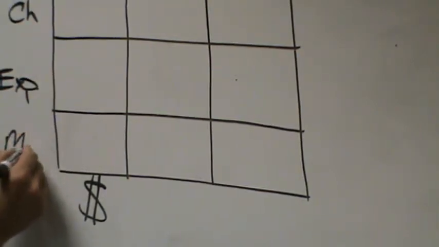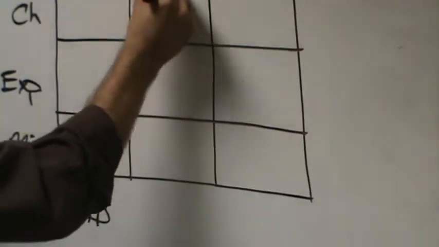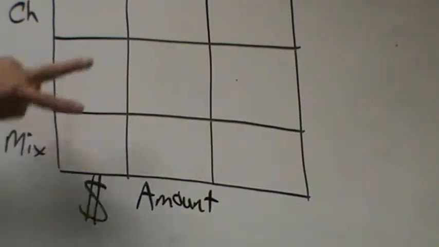If they give you price per unit, cheap, expensive, mix. So the smallest price, the most expensive price, the middle price. Focus your attention on the middle column, the amount column. Because when you do that column, folks, it's real simple.